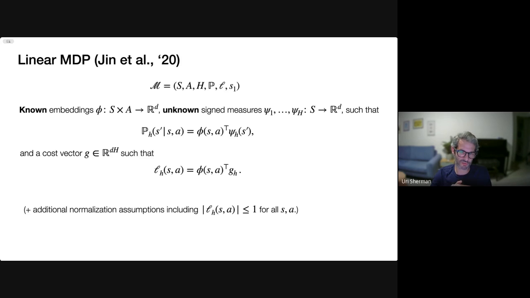Also, the immediate loss function is linear in the same features, in the sense that we have this low dimensional cost vector, or a sequence of capital H of them, such that the loss in any state action pair SA is phi SA times the inner product with this low dimensional cost vector. There are also some normalization assumptions, which I'm not going to go into, as the level of detail in this talk does not necessitate them.